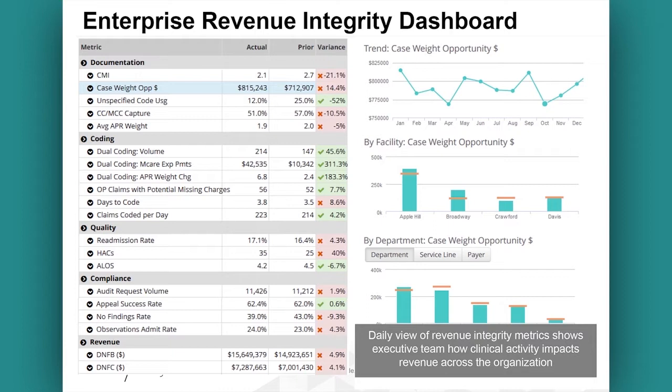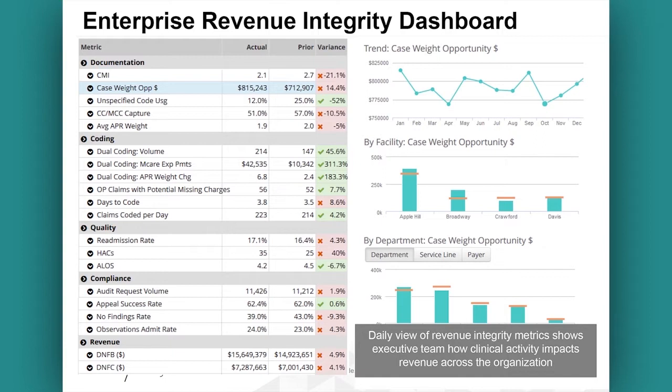It may be a little bit hard to see all of the details in these screenshots, but it should give you a sense of what an enterprise revenue integrity dashboard might look like and some of the key metrics and categories that can be rolled up to give that big picture view for a CFO or an executive that's worried about revenue integrity in all of these different areas. So you can see here, this is an example of an executive level view looking at metrics related to documentation, related to coding, related to quality, related to compliance, and related to revenue.